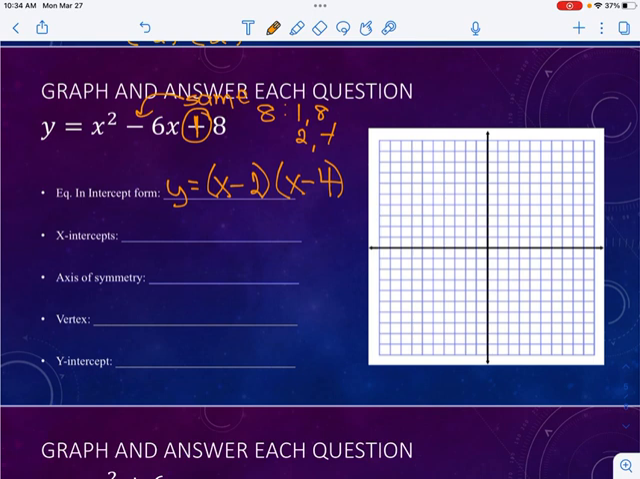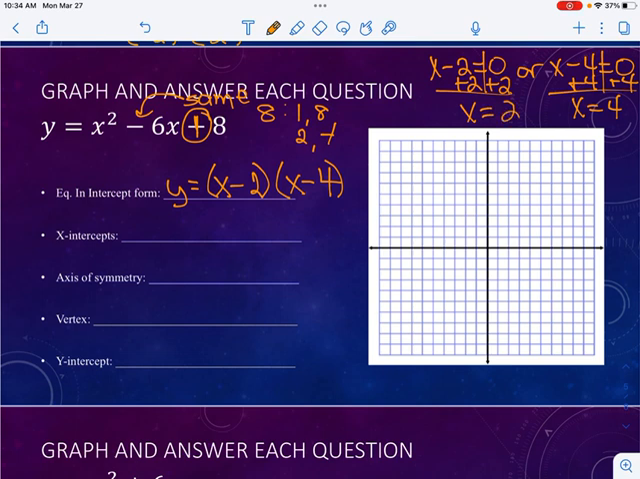Now I go to find the x-intercepts. So I'm going to go x minus 2 equals 0, or x minus 4 equals 0. I solve those, and I get x equals 4 or x equals 2. So I have 2 x-intercepts at 2 and 4. So I come over here, at 2 I put a dot, at 4 I put a dot. There are my x-intercepts.